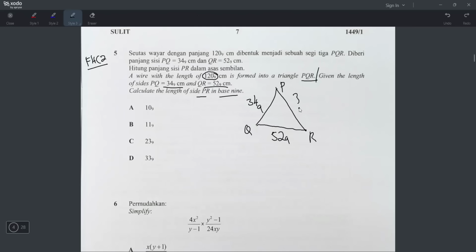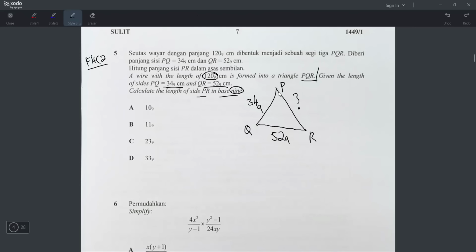So they want to find this one. But that one is in base 9. And how to find PR? Well, just take the 120 base 9 minus 34 minus 52. Yeah, because when you form the triangle, the wire length is 120 base 9, right? So it means the perimeter will be 120 base 9. So now what I have to do is take the 120 base 9 minus this to get PR.